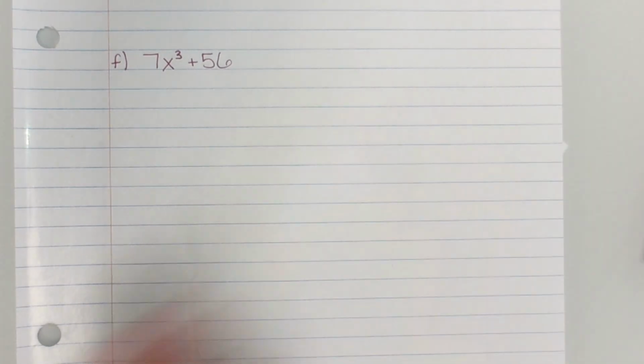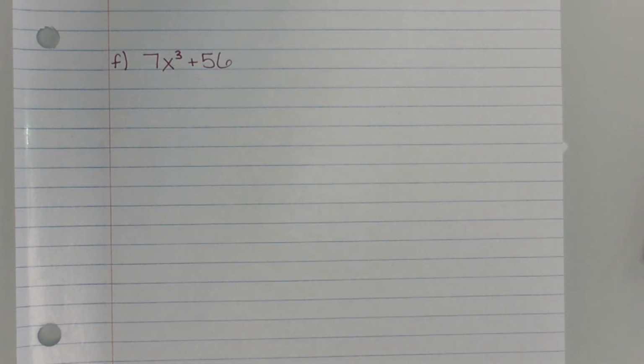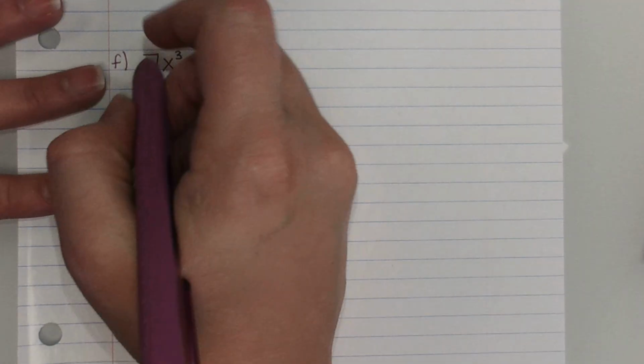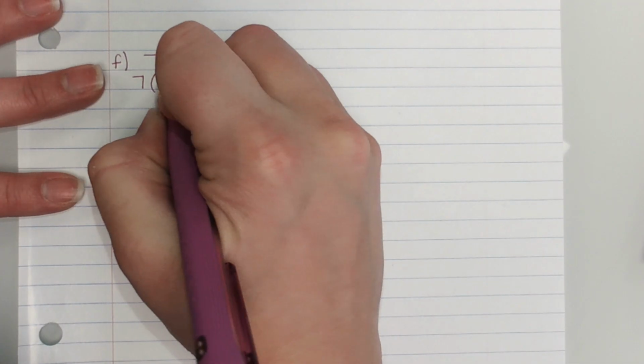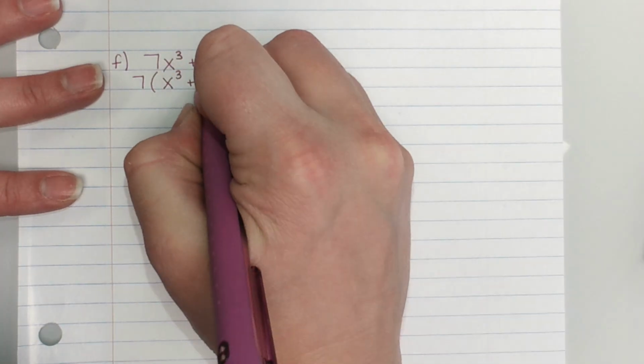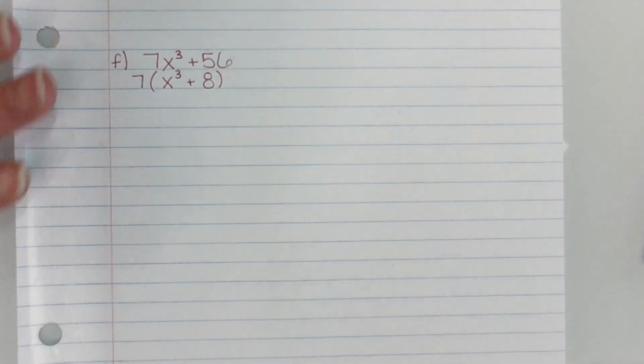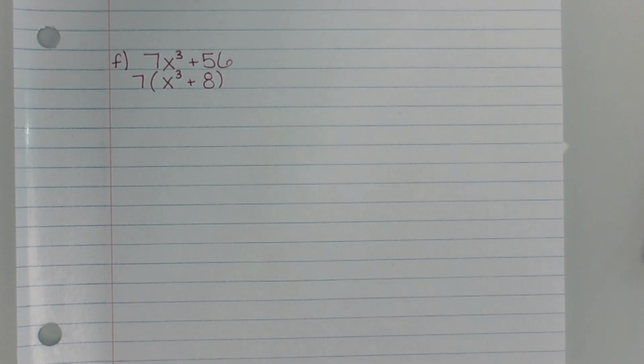7x cubed plus 56. First thing you should do is GCF. What's the greatest common factor of 7x cubed and 56? 7. I'm left with x cubed plus 8.